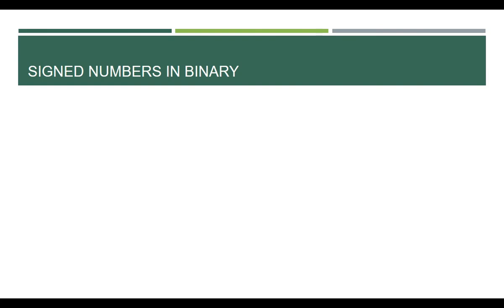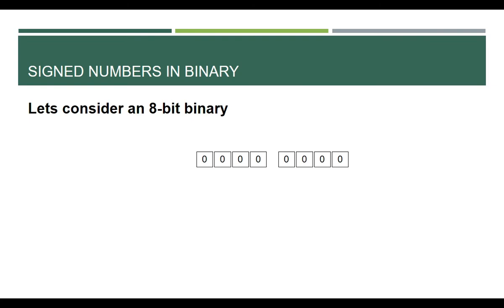Let's consider an 8-bit signed binary. So this is our binary. We have 8 bits. And for signed binary, we have what we call the MSB, or the most significant bit, which is also known as the sign bit. This sign bit carries the sign of a binary. So if the sign bit contains 0, it means that the binary is positive. But if the sign bit carries 1, this means that the binary is negative.